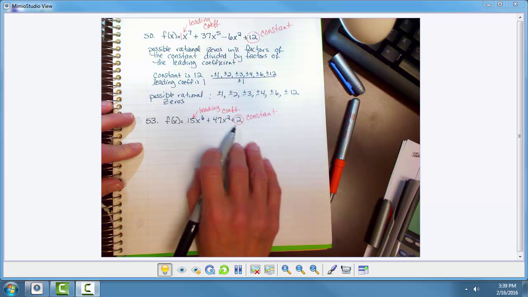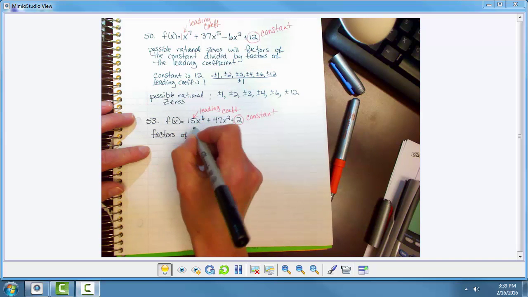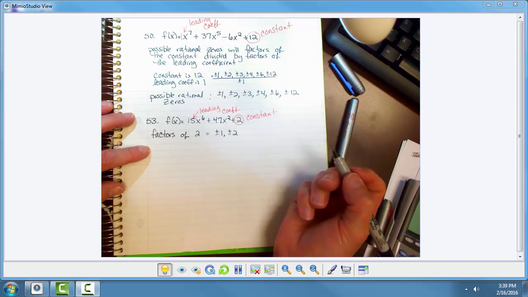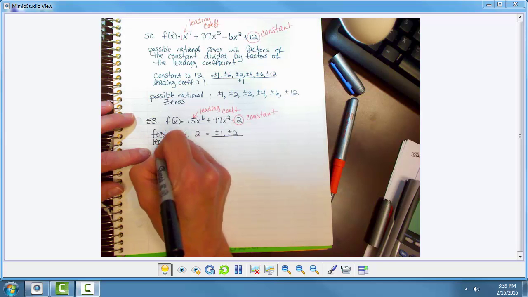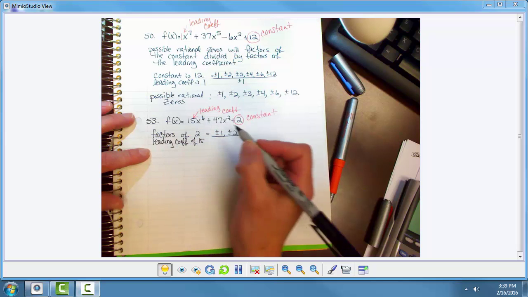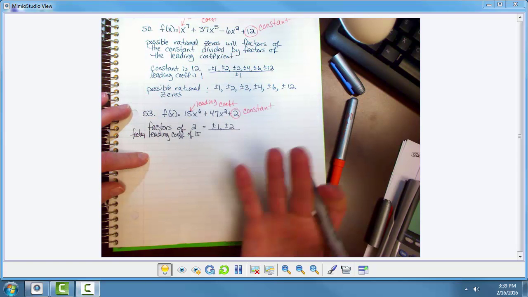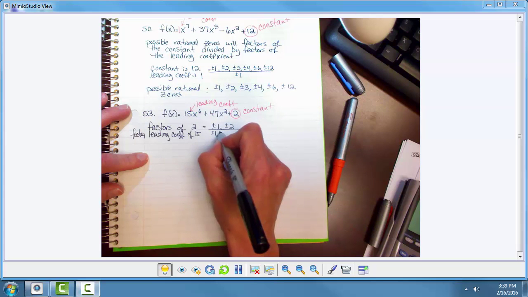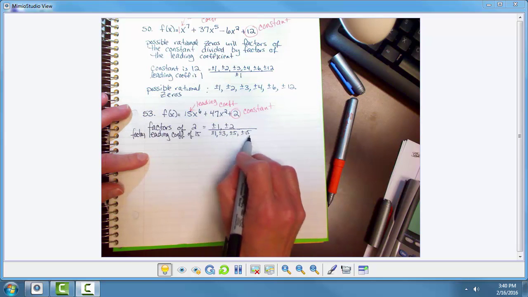You want to take the factors of the constant. So you want factors of 2, which would be plus or minus 1 and plus or minus 2, divided by factors of the leading coefficient. Now the leading coefficient is 15. So factors of 15: you've got 1 times 15, and you've got 3 times 5. I just wrote them in order from smallest to largest. It just makes it easier to read.